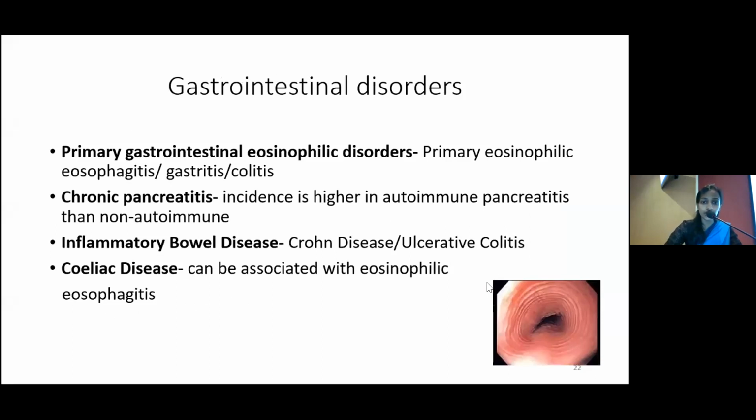With regards to gastrointestinal disorders, there are several primary eosinophilic disorders like primary eosinophilic esophagitis, gastritis, and colitis. I hope you can appreciate the typical ring-like circular endoscopic appearance of a patient with primary eosinophilic esophagitis in this diagram. And interestingly, chronic pancreatitis has also been reported to be associated with eosinophilia. The incidence is higher among autoimmune disease than non-autoimmune disease. Apart from these, inflammatory bowel disease and celiac disease also have been reported with eosinophilia.